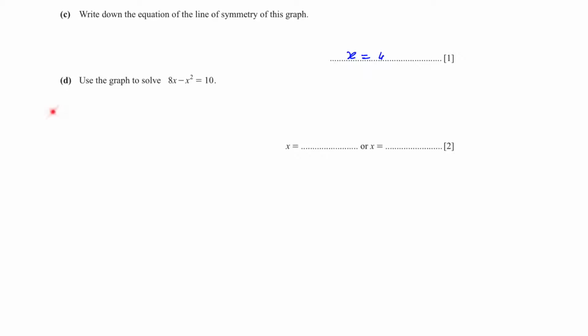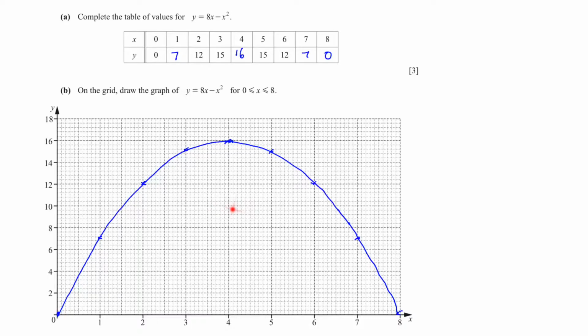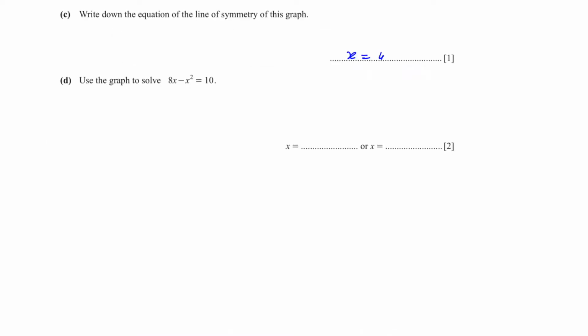Part D, use the graph to solve 8x minus x squared is equal to 10. This 10 is your y value. So when y is 10, where does it cut our graph? Here and here. What is the corresponding x value? 1.5 and 6.5. So x is 1.5 or x is 6.5. You could have a range of values from 1.45 to 1.65, and for this point you can have from 6.35 to 6.55.